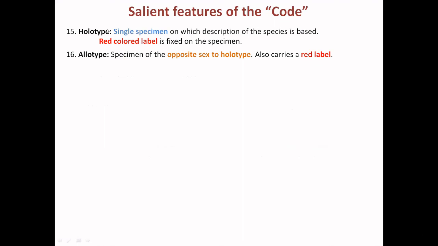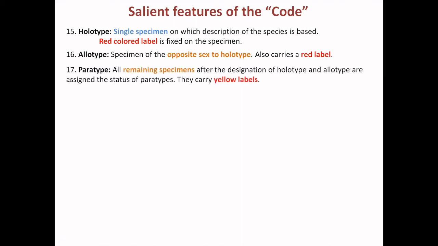Next, the holotype. It is the single specimen. So when we name a species, we have to designate a representative specimen. The holotype is the one having the most features of a species, and that is considered the holotype. So it is a single specimen on which the description of the species is based, and a red color label is fixed on the specimen. But the allotype is the specimen of the opposite sex to the holotype, and it also carries the red label. So the holotype is the representative specimen, and the allotype is the opposite sex of the representative specimen.